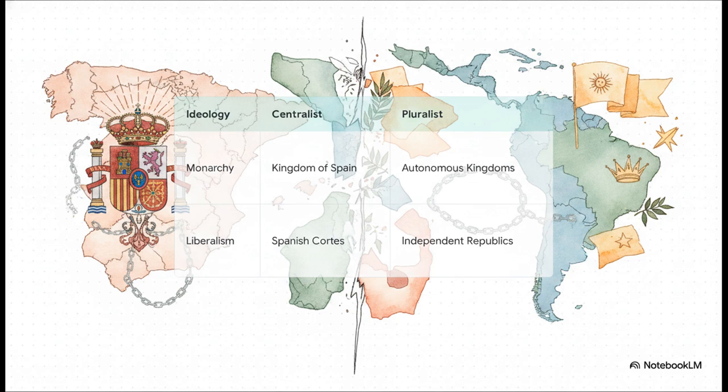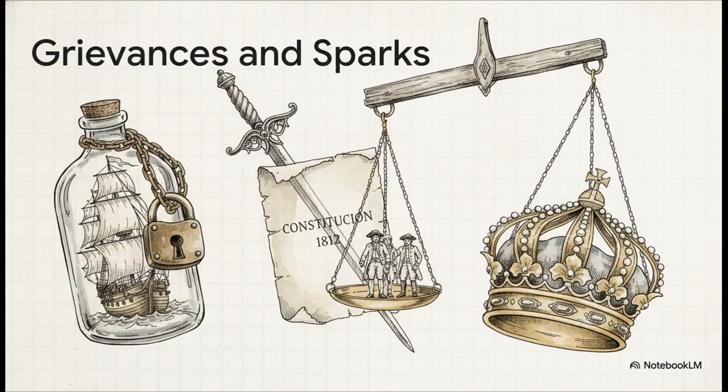They argued that the Americas were autonomous kingdoms belonging to the crown, not just mere colonies to be exploited, and therefore they demanded self-governance and autonomy. It was an irreconcilable difference in how the empire should even operate. And this ideological split was fueled by very tangible grievances. The American creoles, the people of Spanish descent born in the Americas, wanted political power. They wanted the ability to trade freely, and they deeply resented the strict commercial monopolies imposed by Spain.